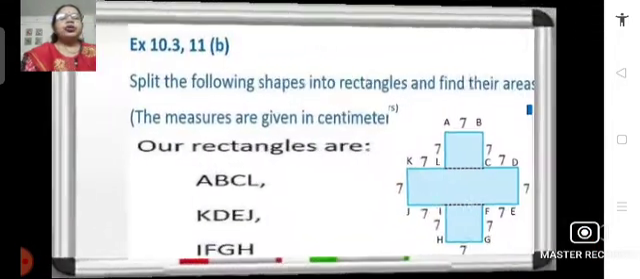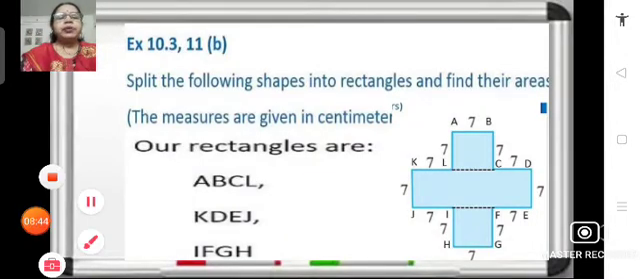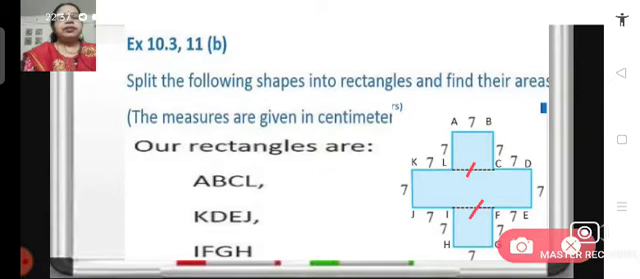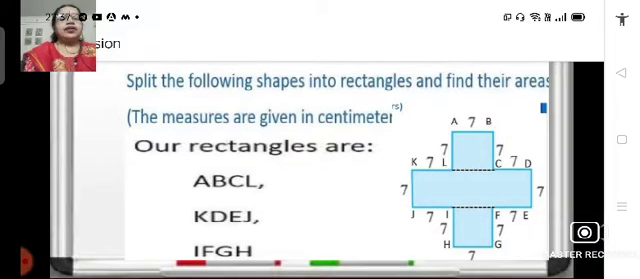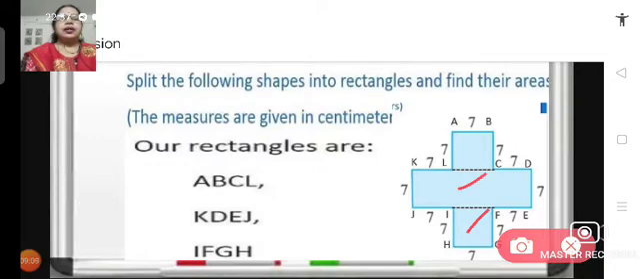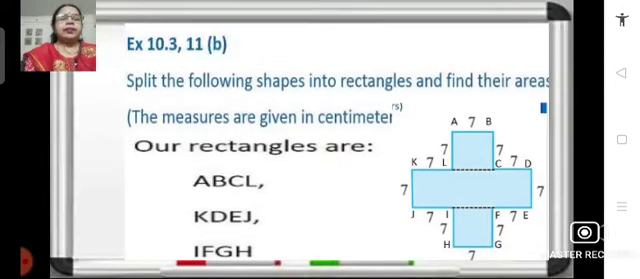Now, I am going to show you another way of solving this problem. Here we have split the figure in a different manner. We have drawn this line and split the figure into 3 rectangles, in which ABCL is a square, this one, IFGH, is also a square, and this is a rectangle. Now, we will find the area of these 3 figures and find the total area.